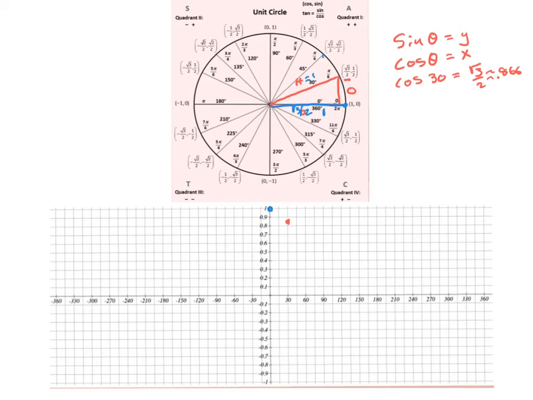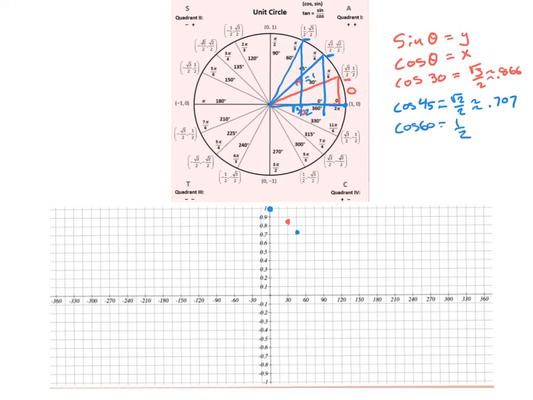As I continue to go around the circle, again, I'm looking at the x values now. My x value for the cosine of 45 is equal to the square root of 2 over 2, which is approximately 0.707. So let's plot that point right there. And then if we want to do the next one, the cosine of 60, my x-coordinate is 1/2.